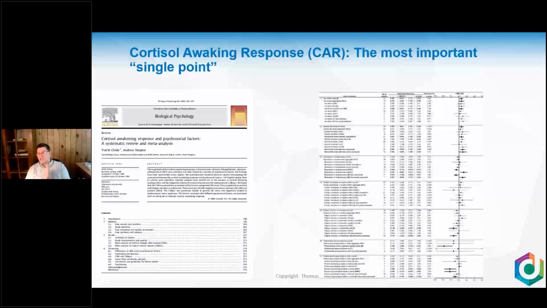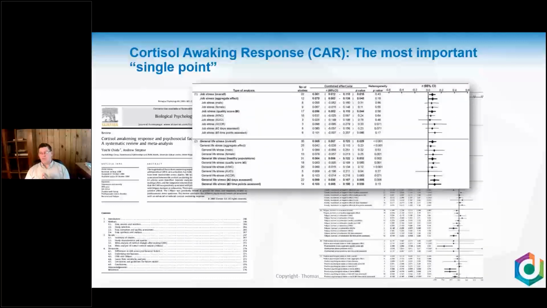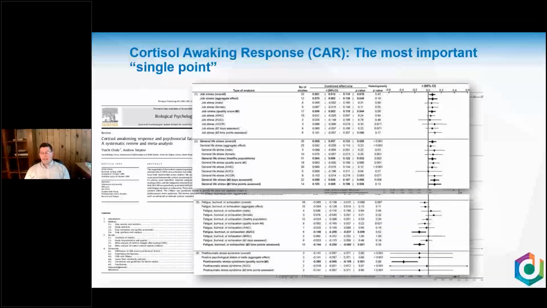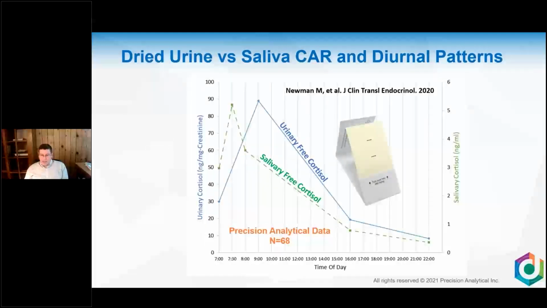And this basically showed, you can just see the number of clinical trials that were using the cortisol awakening response, showing that people with elevated job stress and elevated generalized stress typically had an elevated cortisol awakening response. People that had fatigue and burnout typically had a lower cortisol awakening response. Sometimes we call it a blunted response. And then people with PTSD also had a blunted response. So this was all over the literature, and nobody really was doing it, or it certainly wasn't available.